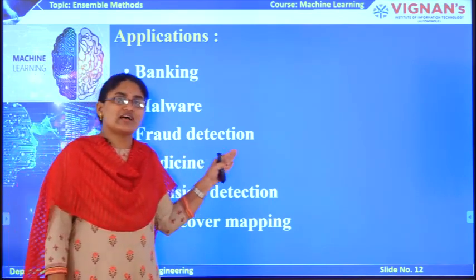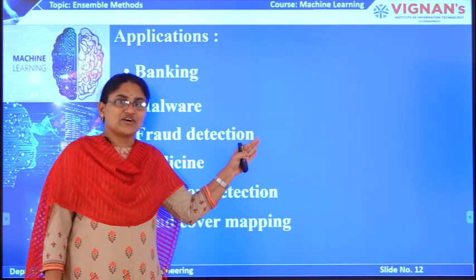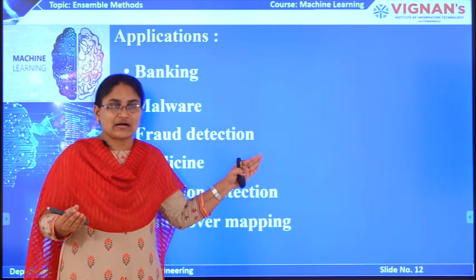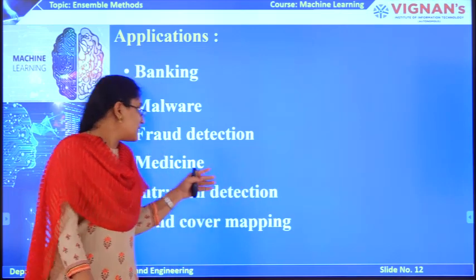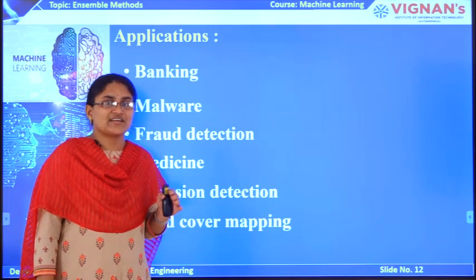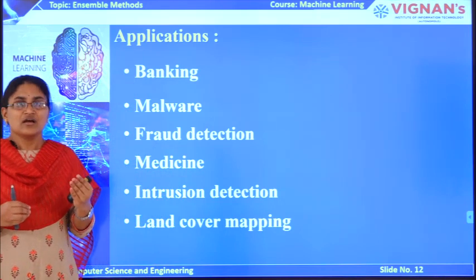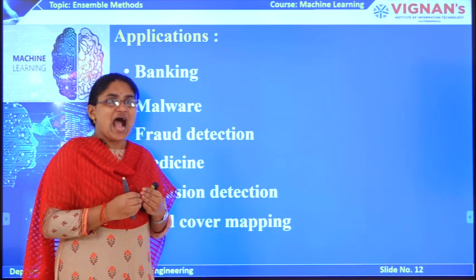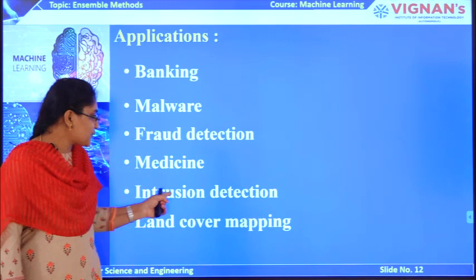The ensemble models are also used in fraud detection. Fraud detection is used for finding fake customers and fake credit card customers for insurance companies and the banks. And the next is medicine. In medicine, the ensemble models are used for medical diagnosis, like neurocognitive diagnosis, which is based on the MRI data sets. And the next is intrusion detection.